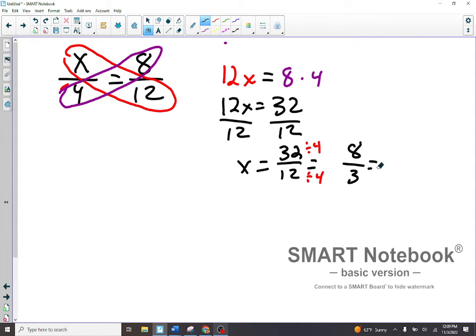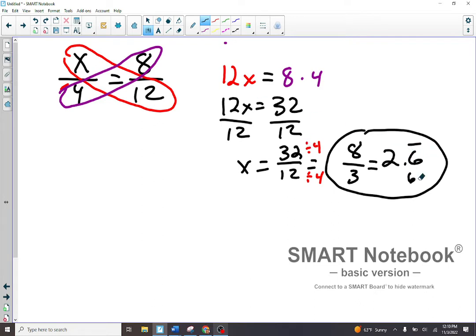Then, if you want to change that to a decimal, you could always do it in your calculator. What's going to pop up is 2.6 repeating. You could do 32 divided by 12, which is 2.6 repeating. So the answer would be x equals that, and if you give me a decimal, I'll take either. Repeating means it's 6, 6, 6, 6, 6 forever.